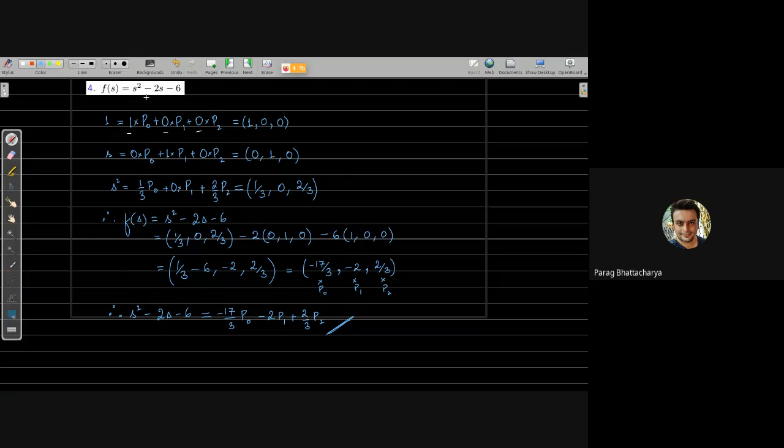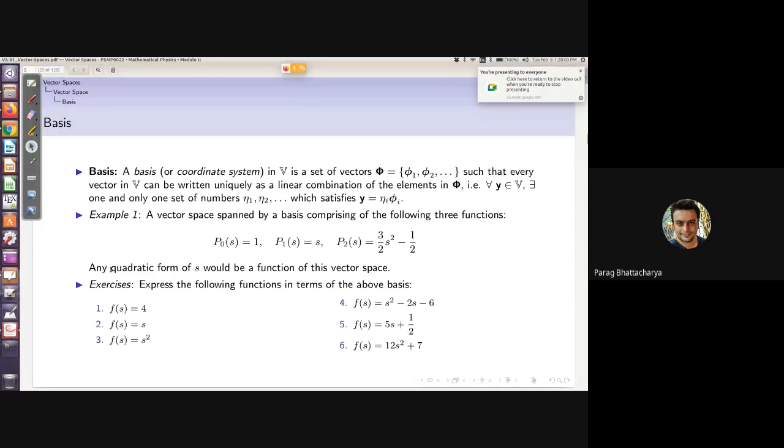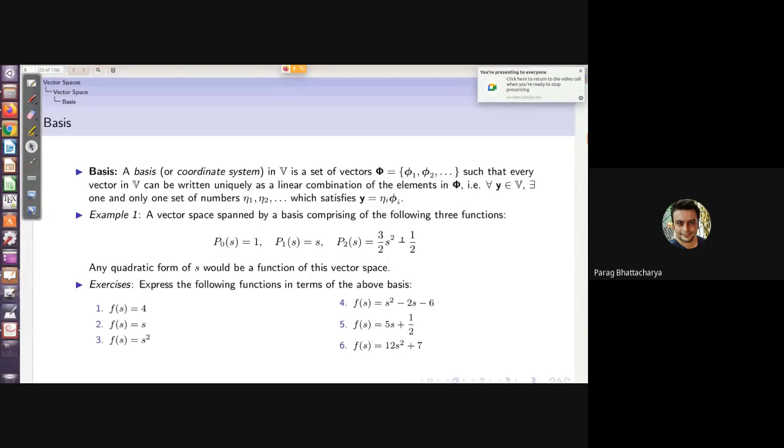So you can see here, I'm able to write this function in terms of the Legendre polynomials P0, P1 and P2. This is a quadratic function because the degree is 2. So all quadratic polynomials can be expressed as a linear combination of the Legendre polynomials P0, P1 and P2.